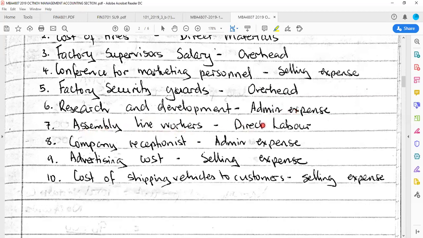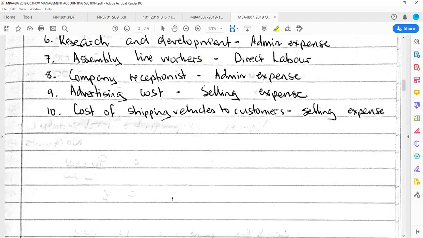Assembly line workers, this is direct labor. An assembly line worker will work on the production of a particular vehicle or particular product associated with the vehicle. So it's a product cost and you can see what input the labor is putting into the production of the good. Company receptionist, this is an admin expense. Advertising cost, this is a selling expense. Cost of shipping vehicles to customers, this is also a selling expense. Okay.